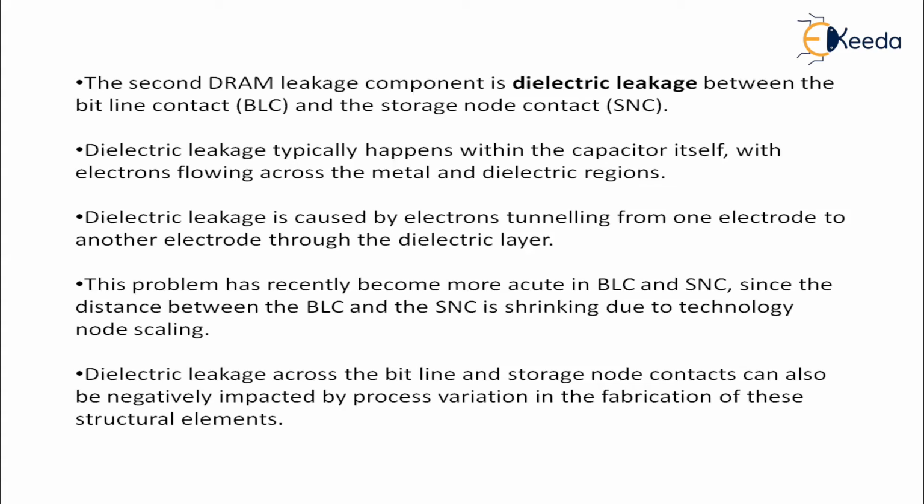This problem has now become more pronounced in your bit line contact and your storage node contact. We know the leakage current is becoming the most important thing, because as the technology is advancing, we are shrinking the size of the devices. As the device size is shrinking, we are getting various problems in terms of leakage, because the distance between the bit line and the storage node contact is also reducing. So what is happening? There is a dielectric leakage across my bit line and the storage line, and this dielectric leakage is negatively impacted during the fabrication of the structural elements.